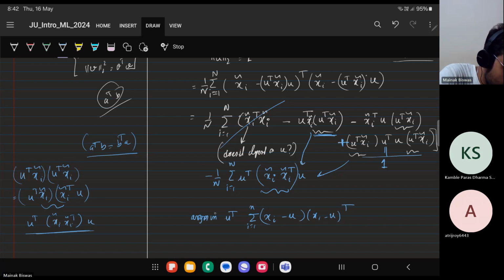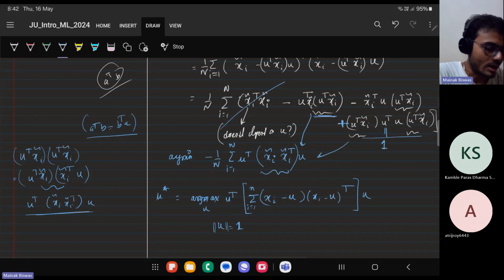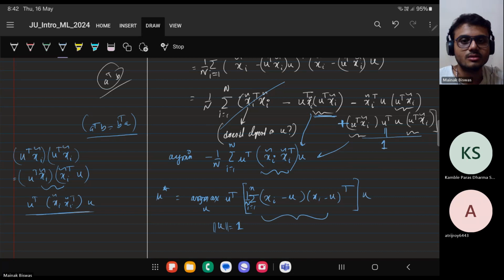Arg max of u. So this was arg min, arg max of u, right? Norm of u equal to 1. I'll solve this for you as well, but don't worry for the time being. We'll see after how. But can you tell me what does this internal term mean? This summation also will go inside because u is a constant, right? u does not depend on i. So what is this?